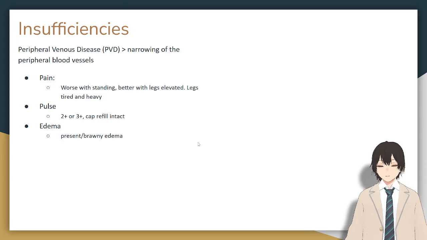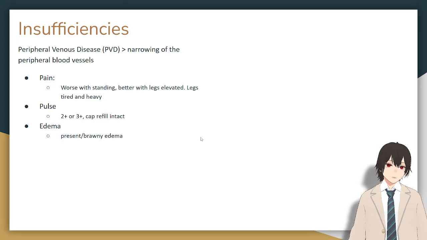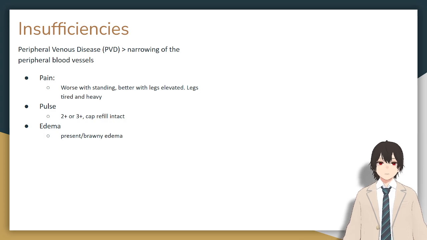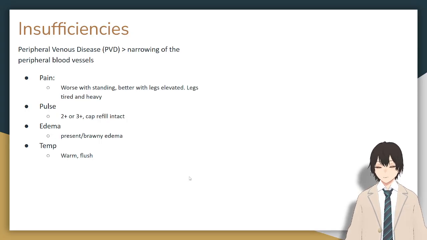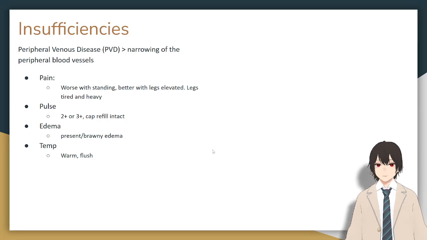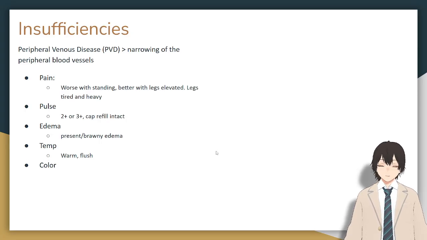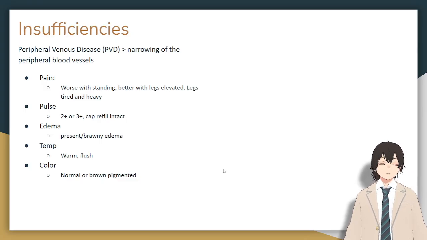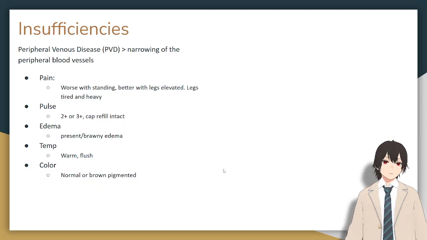Edema wise, there is usually some edema, and it's brawny edema, okay? And the reason why it's brawny is because of all that stagnant blood just pooling there, okay? That's why the edema is brawny, okay? Temperature wise, it is warm and flush, like I said, because of all the blood getting to the legs, all right? It's going to be warm. Color, it's going to be normal or brown pigmented because there's not a problem with the blood going to the legs. It's the blood can't come back home to the heart.